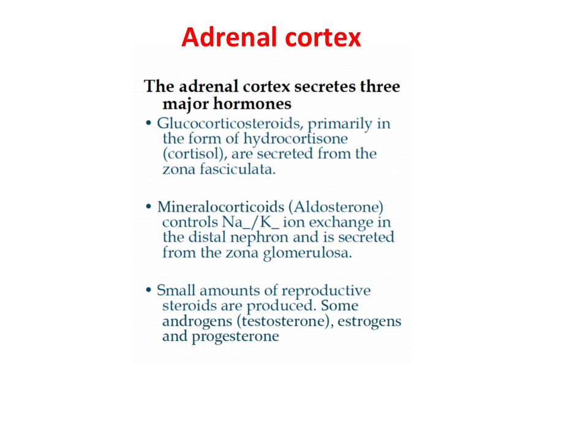Now about the adrenal cortex. As I already discussed, the adrenal cortex secretes glucocorticoids, that is cortisol, and that is secreted from zona fasciculata. Second hormone is mineralocorticoids, that is aldosterone. It controls the sodium and potassium ion exchange in the distal nephron, and it's secreted from the zona glomerulosa. And a small amount of reproductive steroid hormone is also produced from the adrenal cortex, that is androgen.